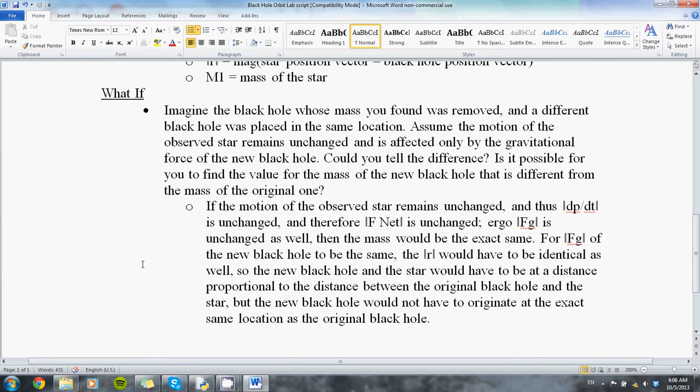So the new black hole and the star would have to be at a distance proportional to the distance between the original black hole and the star. But the new black hole would not necessarily have to originate at the exact same location as the original black hole.